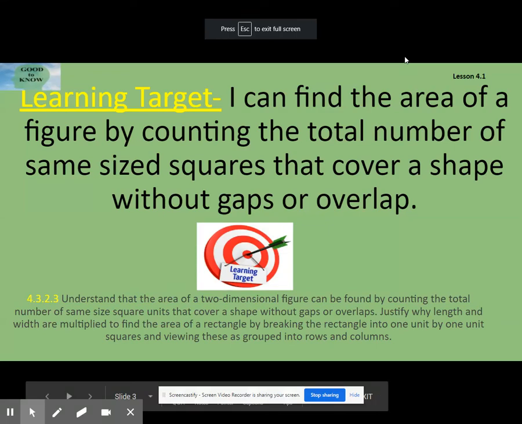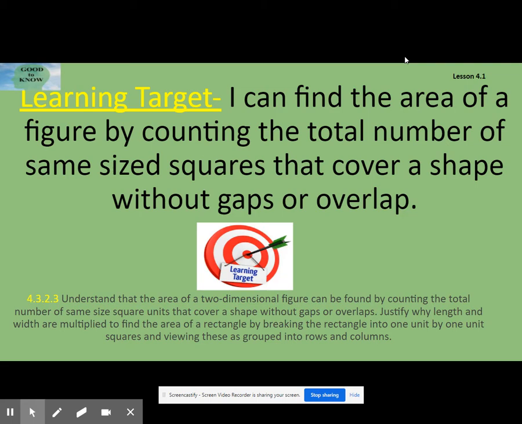We are going to be starting a new topic in math today, and our topic is going to be area. Now, area is something that maybe you've heard about. Maybe you've heard somebody say, well, what's the square footage? How big is something? That's area, and that's what we're going to start with today.